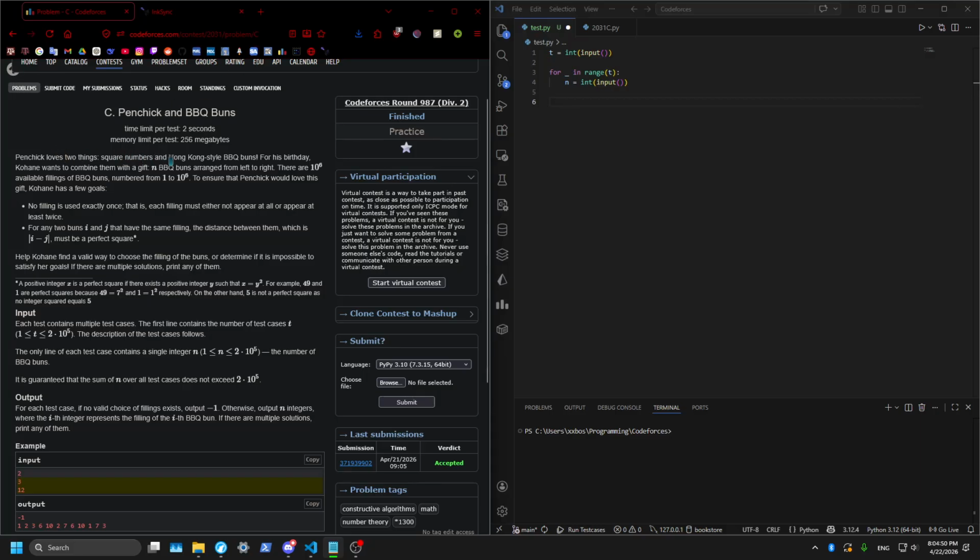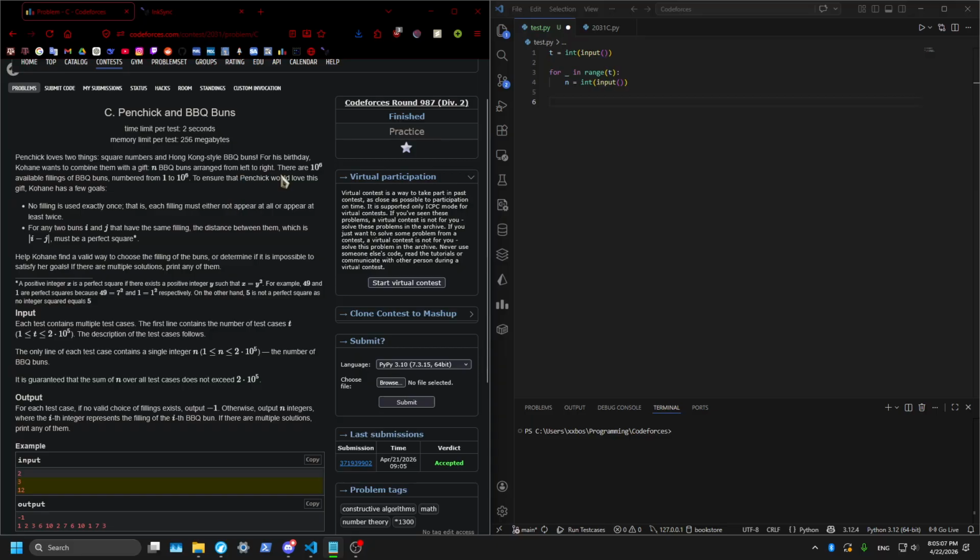Penchick loves two things, square numbers and Hong Kong style BBQ buns. For his birthday, Kohane wants to combine them with a gift. In BBQ buns arranged from left to right, there are 10 to the 6 available fillings of BBQ buns, numbered from 1 to 10 to the 6.